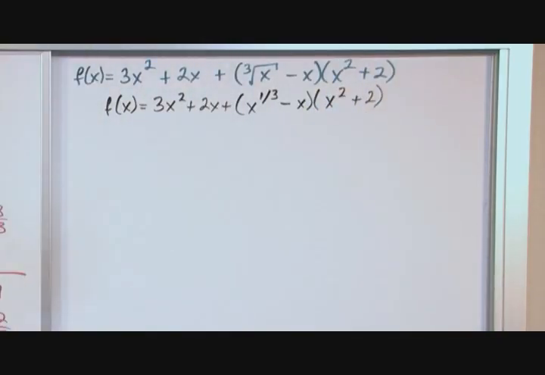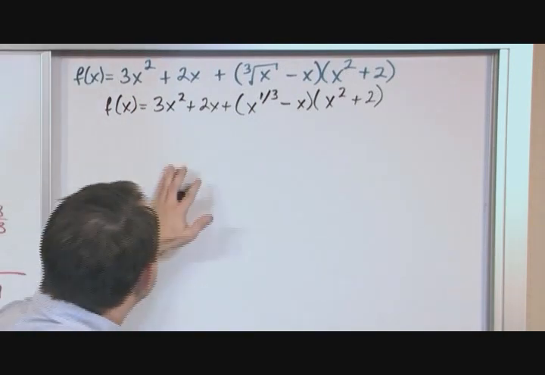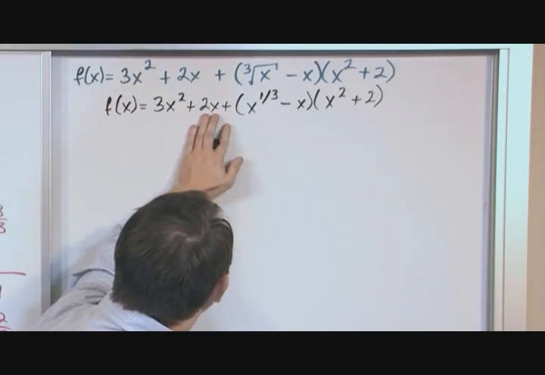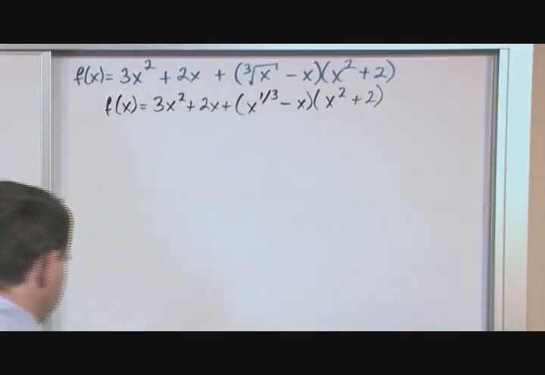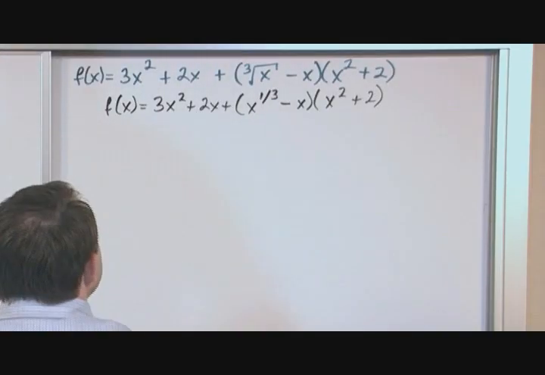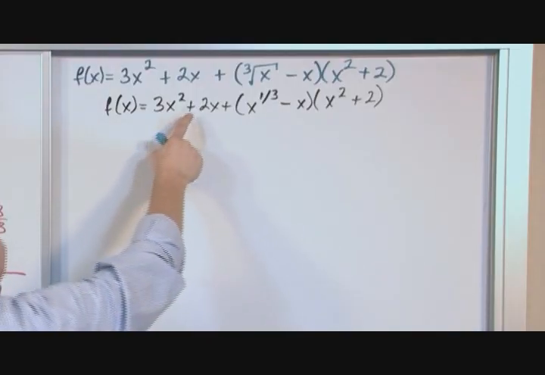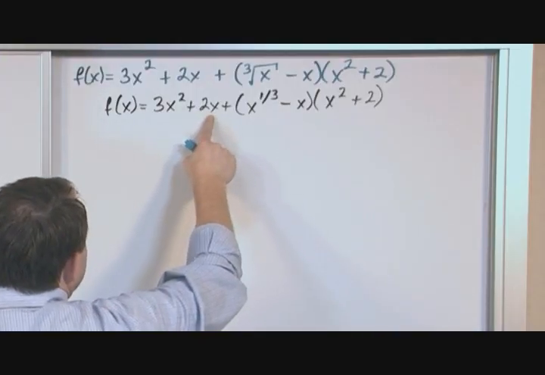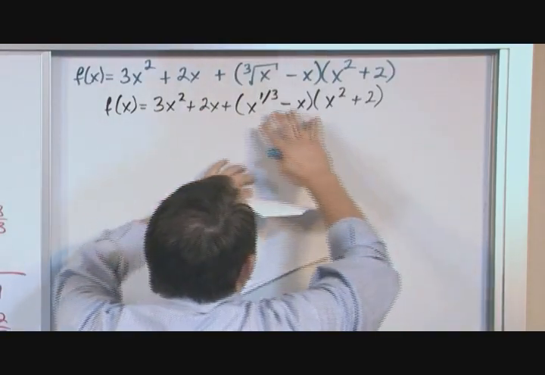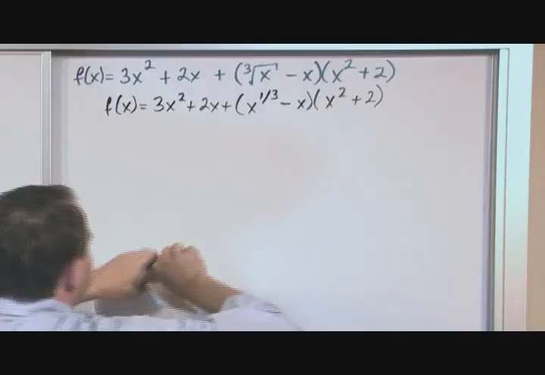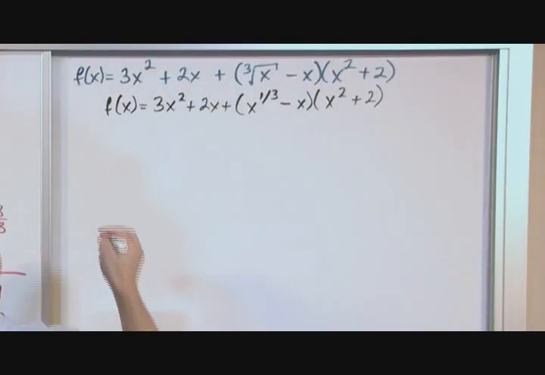Okay, so now what we have is three things added together. The 3x squared, the 2x, and then we have the product here. So we're kind of summing everything all together and coming back full circle. We can take the derivative of this and then just add it to the derivative of this, okay, because they're just summed together. But when we take the derivative of this part, we have to use the product rule for this little part of it. So that's what we're going to do next.